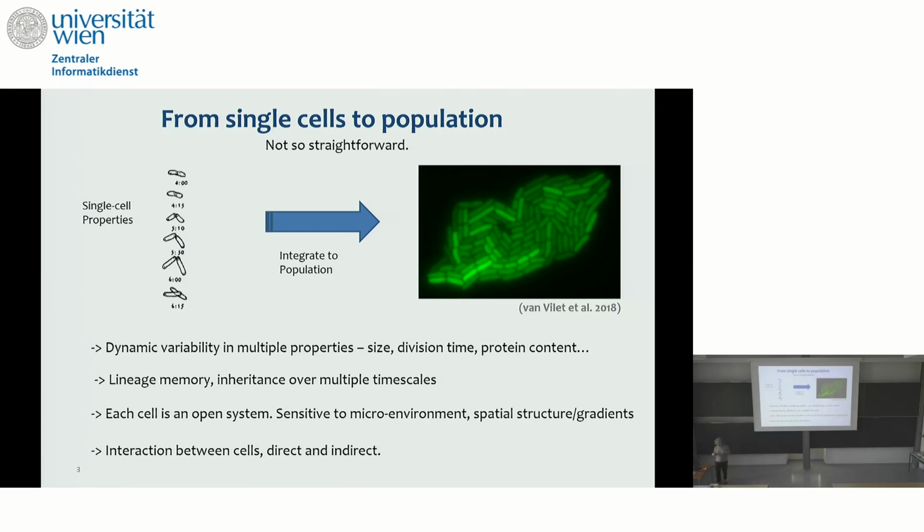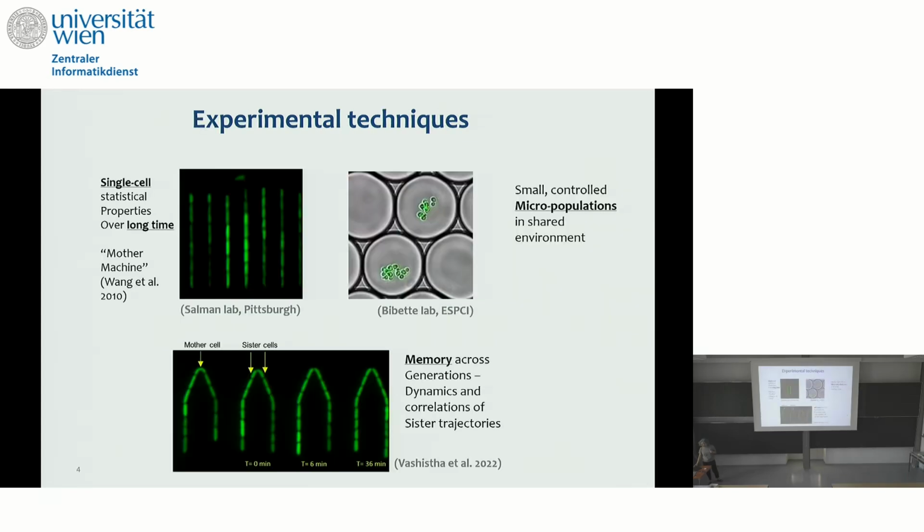So I think many of the people here have been interested in this question of how to relate single cell properties to a growing population's properties. I've been interested in particular in two main aspects of this.